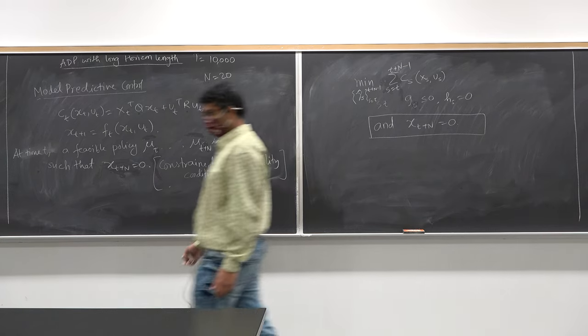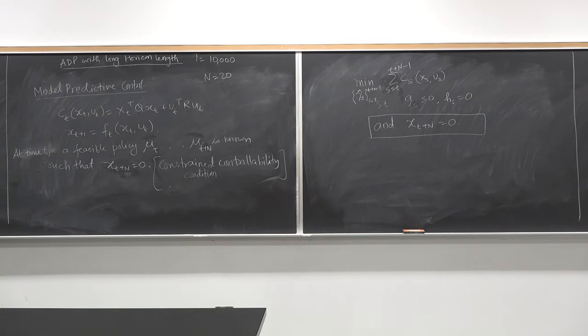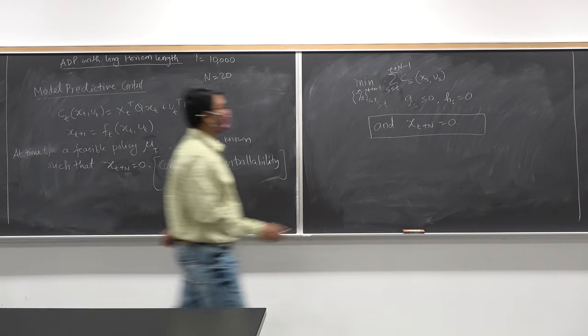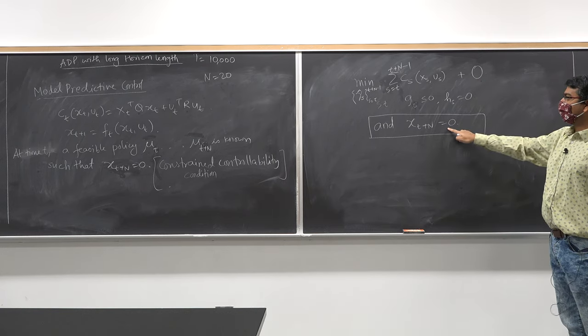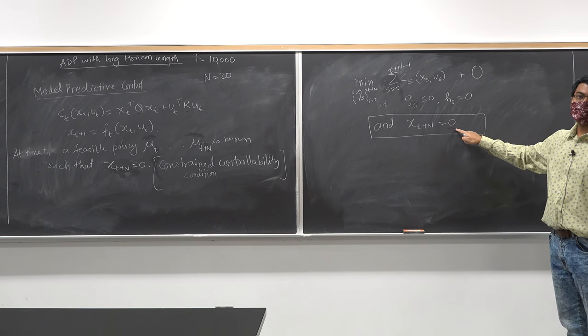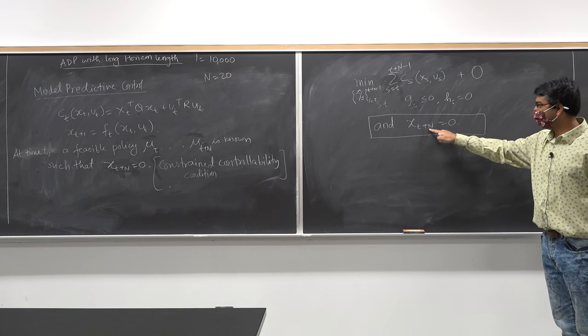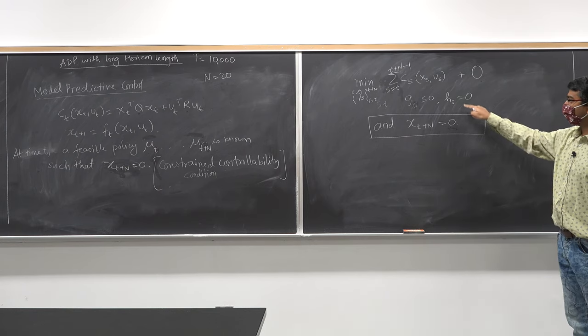So what's the new thing we did here? What's the terminal cost here? Let me just write the terminal cost explicitly. It's zero. So I did not add the terminal cost. I'm actually doing what I had written on the board on the other side. But there is a small twist to this new optimization problem, which is instead of adding a terminal cost, I added a constraint, a new equality constraint at the terminal time step. And that equality constraint is x_{t+N} is equal to 0. This is in addition to the h_{t+N} equals 0 constraint.